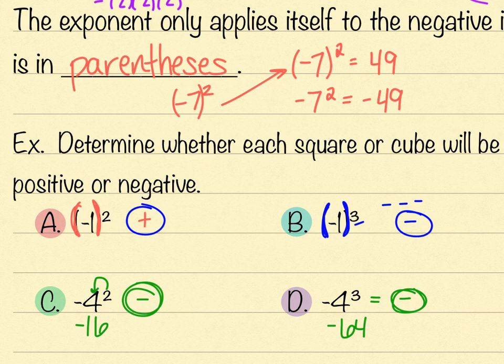So a pattern you might recognize is if you're raising a number to any power and the base of your number is negative, but there's not parentheses, then the answer will always be negative. The parentheses will determine whether or not it's going to be positive or negative, and it's all going to depend on what the power is. As you can see in example A and B, the base is negative 1, but raising it to the second power, since that's even, gives me a positive answer, but raising it to the third power, since 3 is odd, gives me a negative answer.